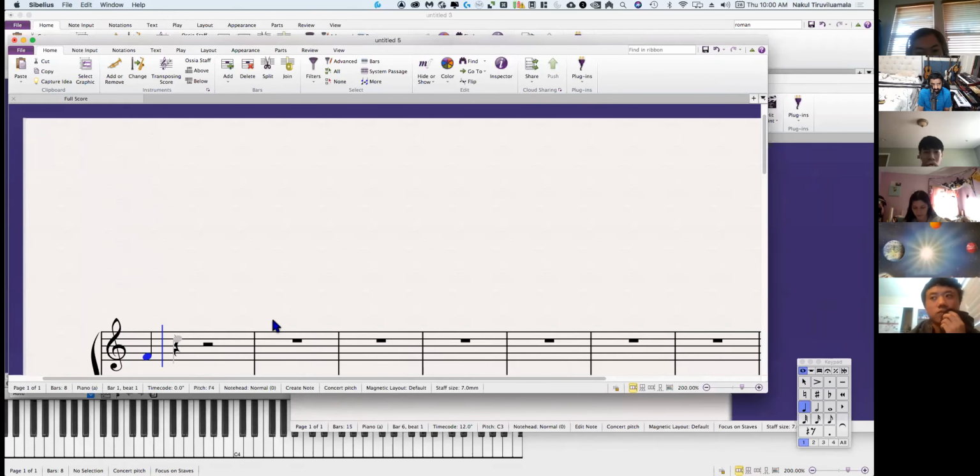One second. Classic Bach piece. 9/8. You know this piece, right? I'll play it. Whoops.